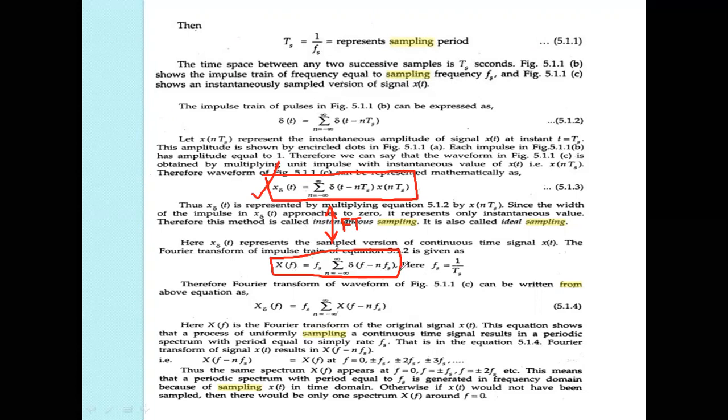How can we convert this time domain function to the frequency domain function? By using the trigonometric Fourier series. Okay, we are applying the Fourier transformation, and by using the trigonometric Fourier series, we are converting the time domain function to the frequency domain function. We'll see it later.